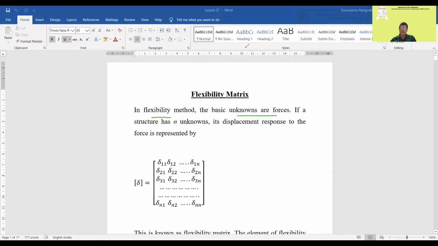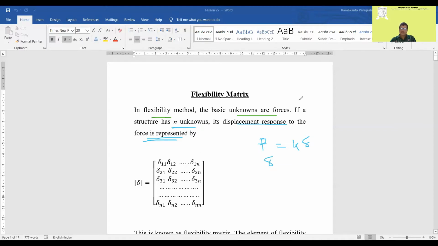Now, if a structure has n number of unknowns and its displacement responds to the force represented by this, we have seen P is equal to K delta in the case of the stiffness matrix method. The same thing will come here, but here it will be the flexibility matrix method. So we'll find delta is equal to the delta matrix, which is known as the flexibility matrix.